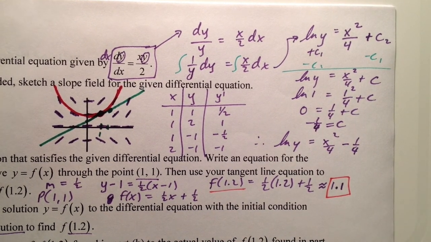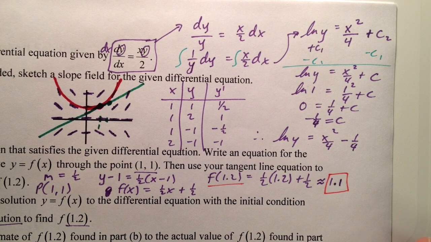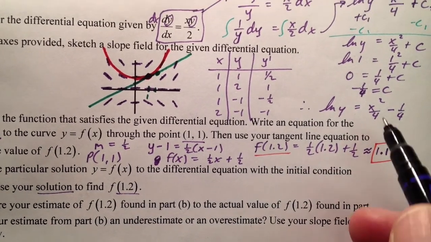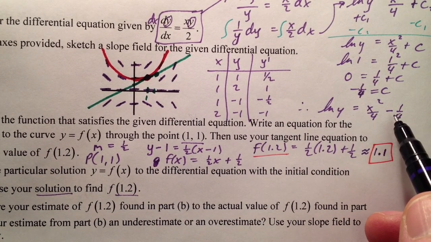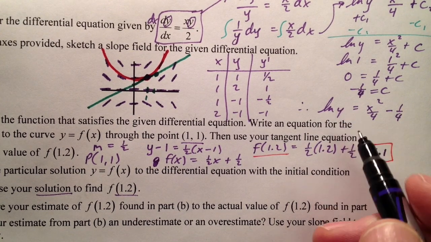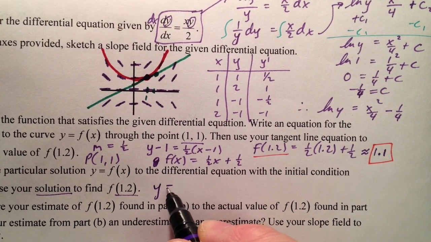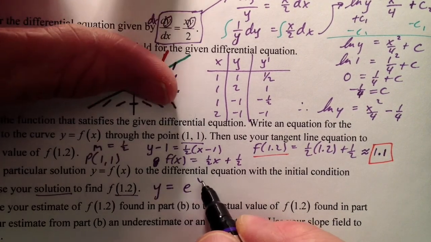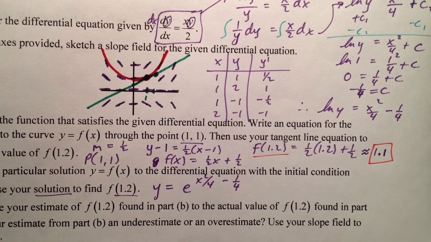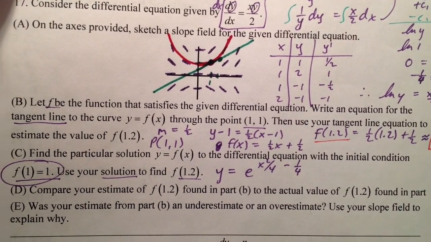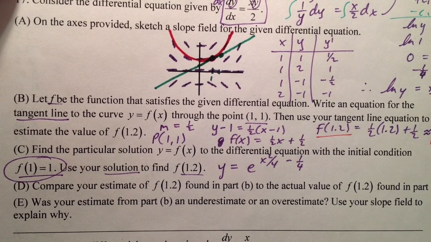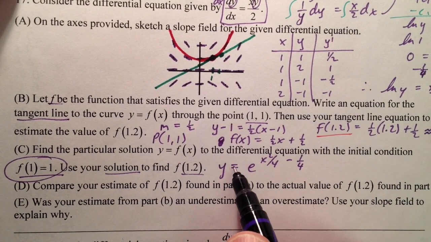But we don't really want ln of y, we want y, right? So we know from our vast knowledge of pre-calc honors that if we take this equation and we convert it to exponential form, we have e to the right side is equal to y. And so we have y equals e to the x squared over 4 minus 1 over 4. Kind of opened up the big can of worms here with this part C. So anyway, we're going to go ahead and plug this into our calculators anyway.